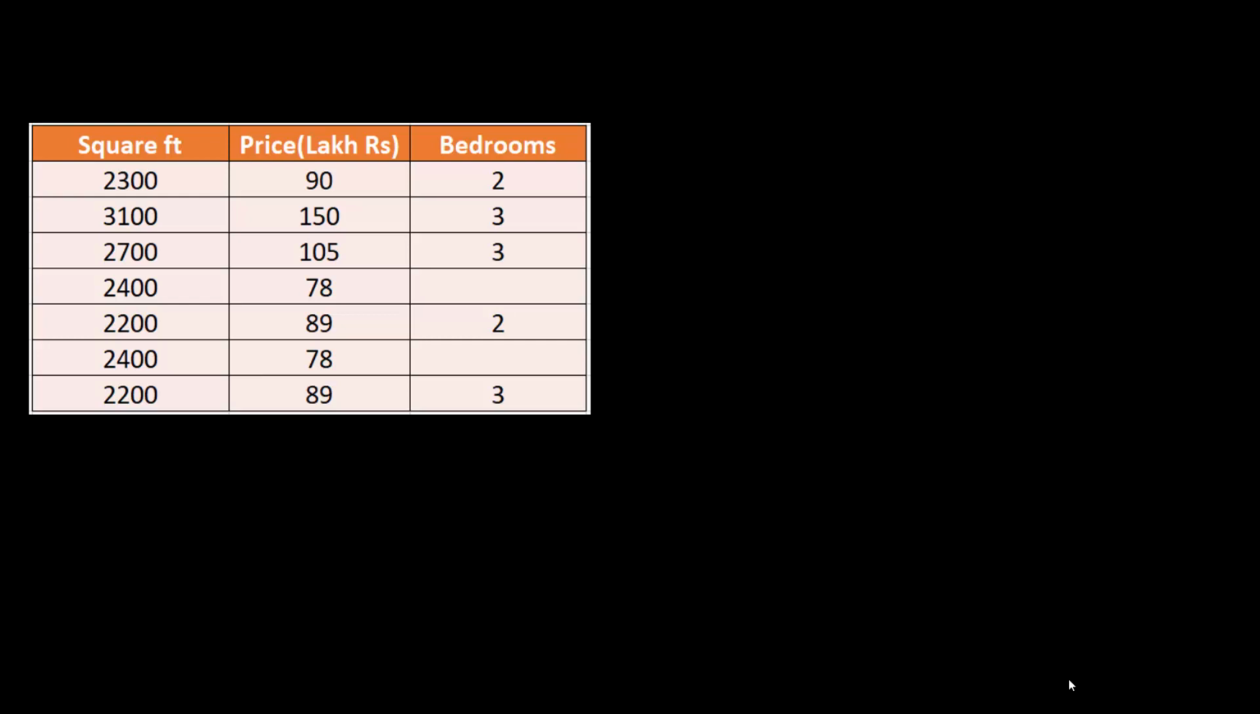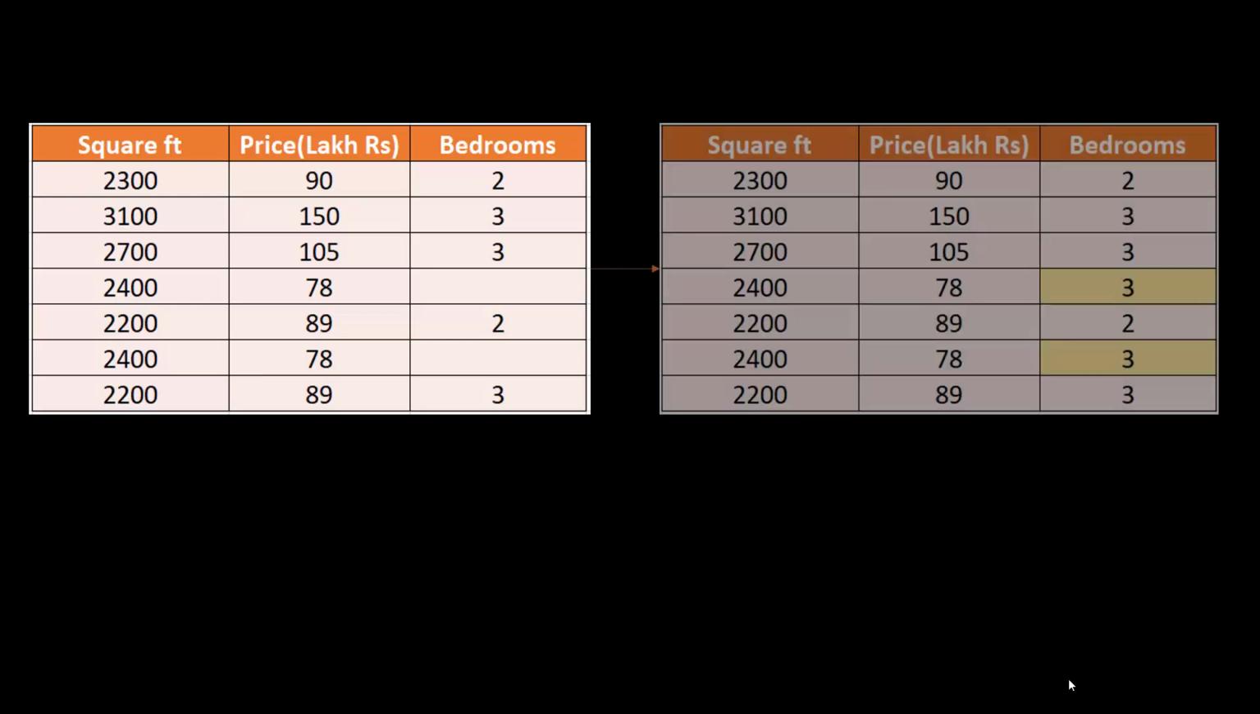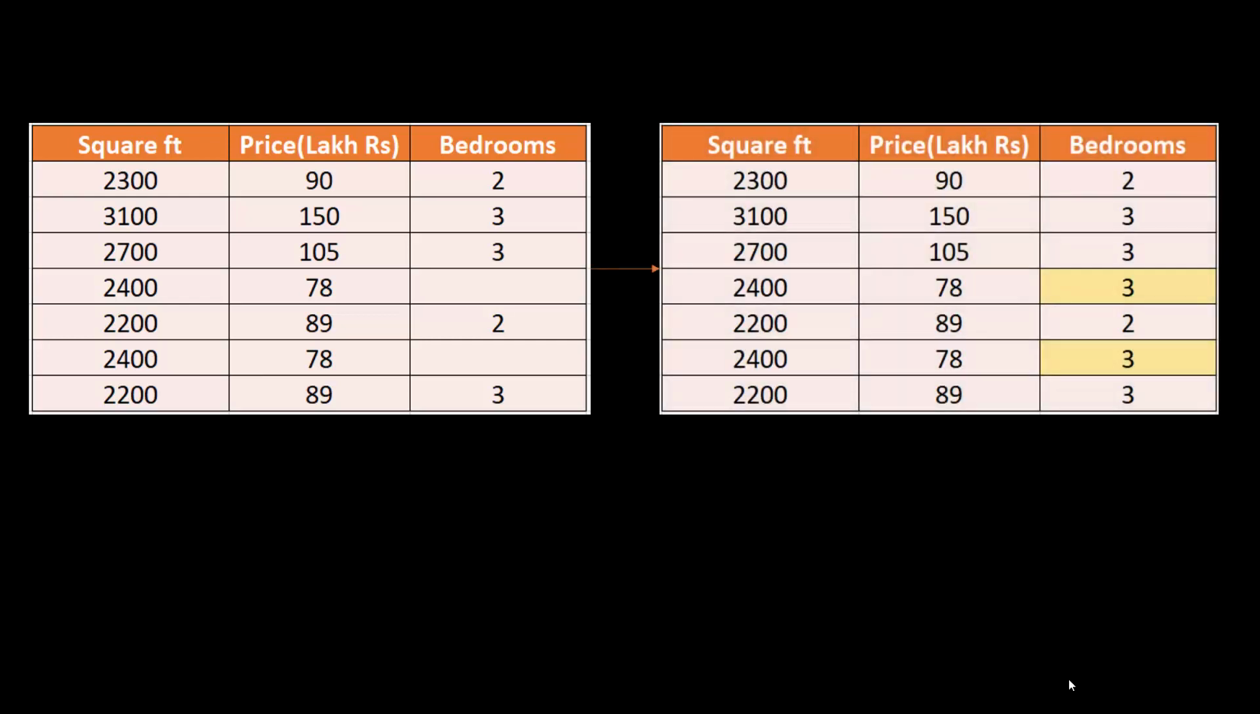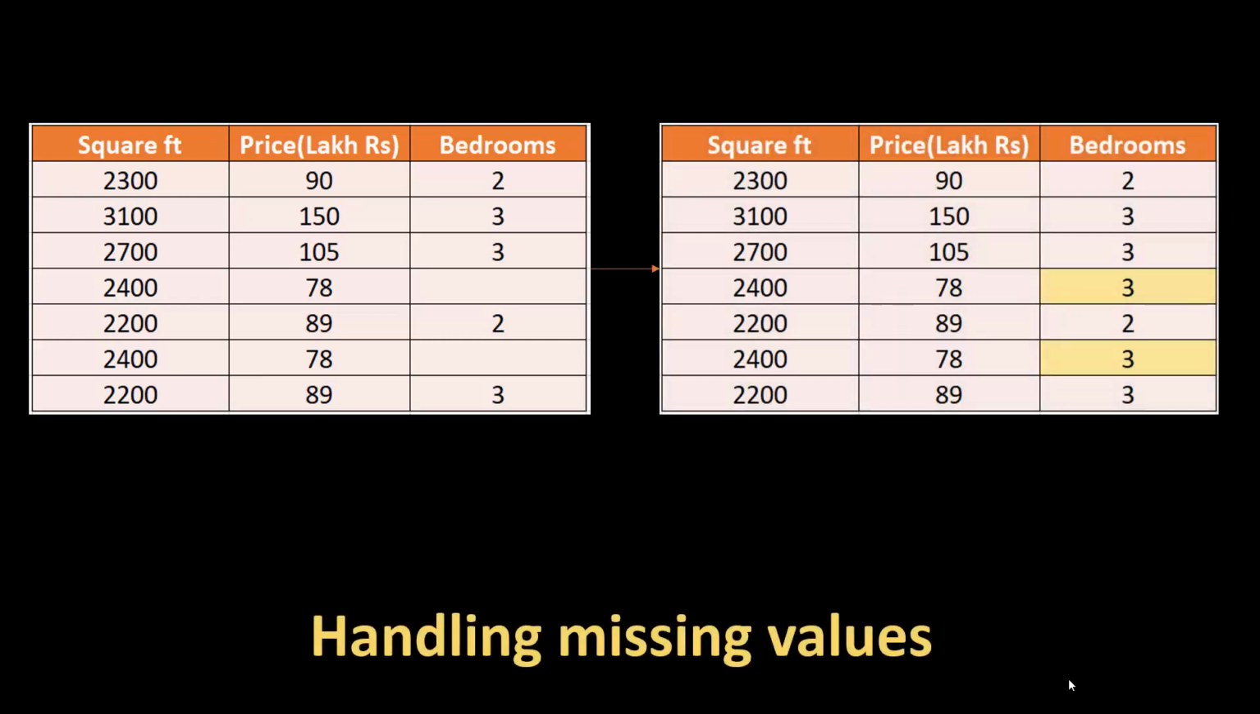If you have followed my pandas tutorial, we also looked at how to handle missing values. Sometimes when you receive your incoming data set, it might have missing values. Here for these two data points, the bedrooms are missing. So what you can do is just take the median, which will be 3, and fill those missing values. So handling missing values is also very important during the process of data cleaning.